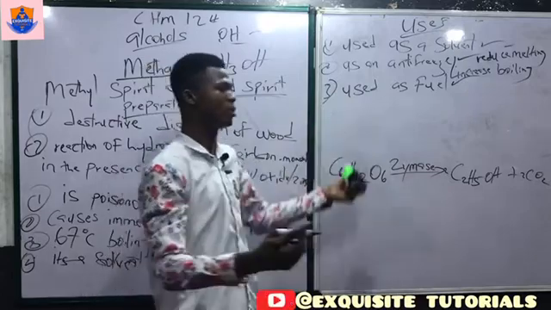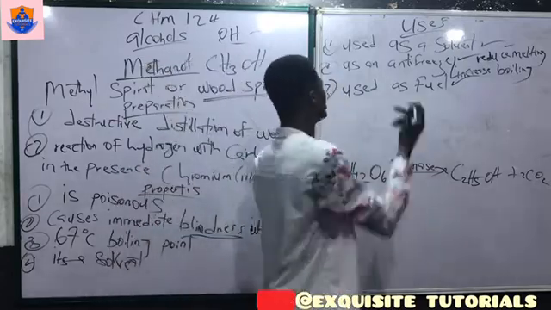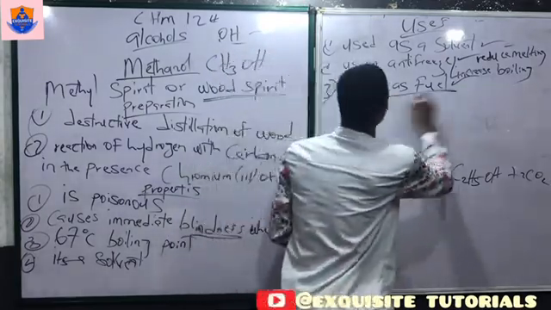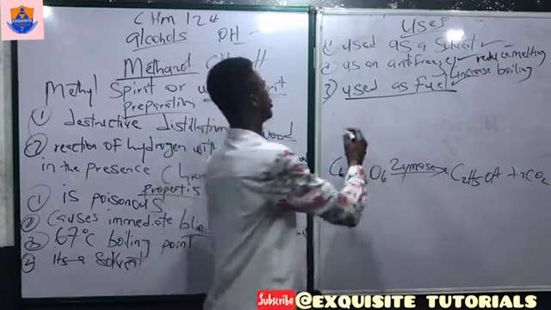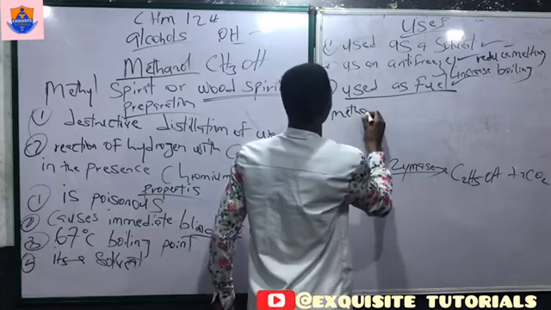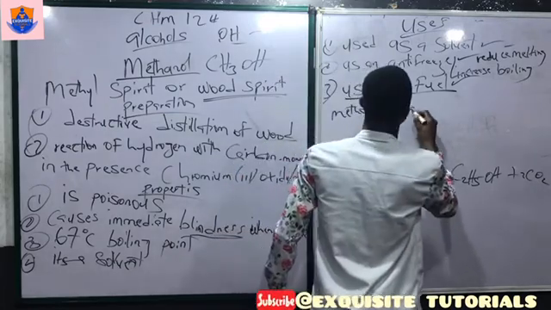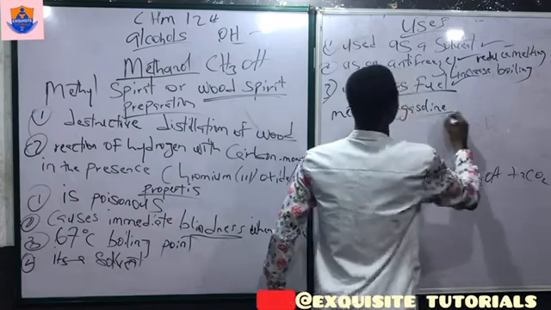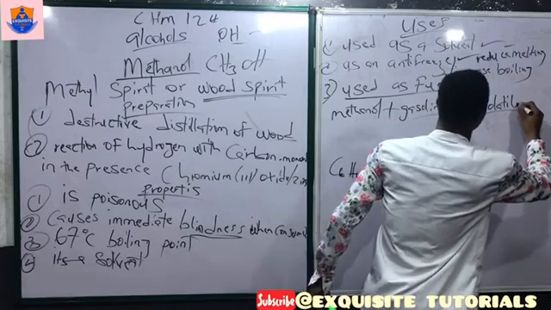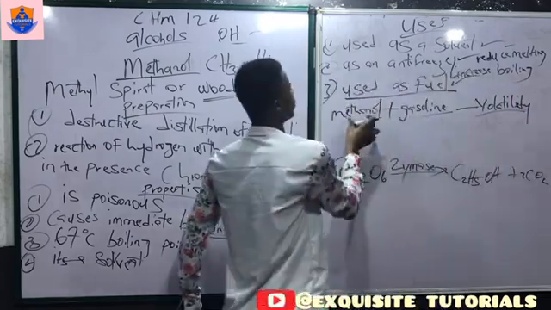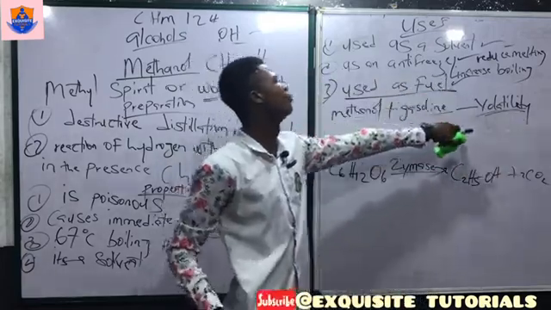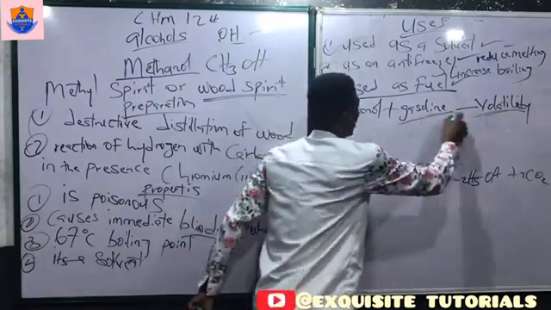Now the third one is used as fuel. Methanol is used as fuel in so many engines or so many cars or boats. Now there's another work that methanol does in fuel. Your gasoline, when you add methanol to your gasoline, addition of methanol to your gasoline yields increase in volatility. It's going to give you a more volatile fuel than your normal gasoline.